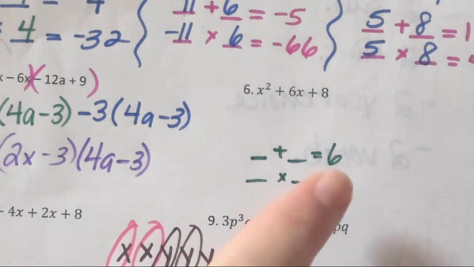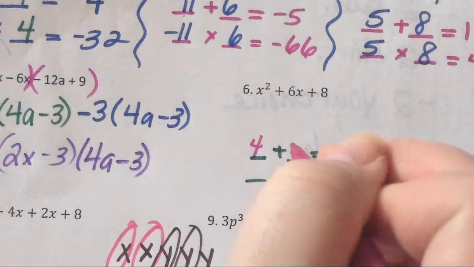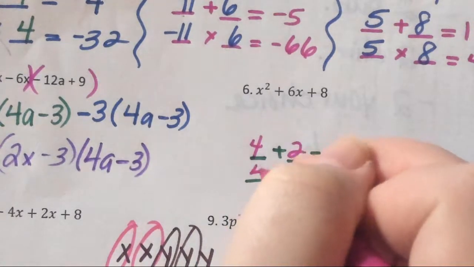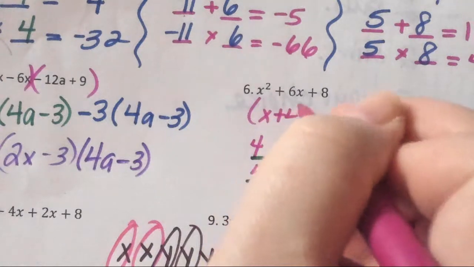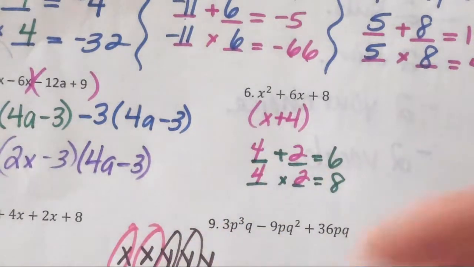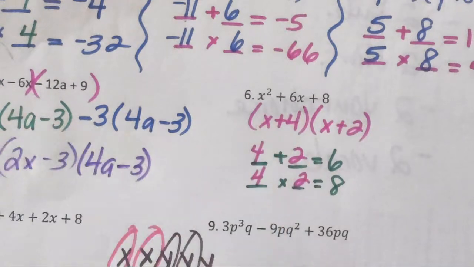Things that multiply to 8, well 8 and 1, that doesn't give me the 6. 4 and 2, well 4 plus 2 is 6, so 4 plus 2 is 6. 4 times 2 is 8. So my answer is x plus 4, since I have a positive 4, and x plus 2, since I have a positive 2.